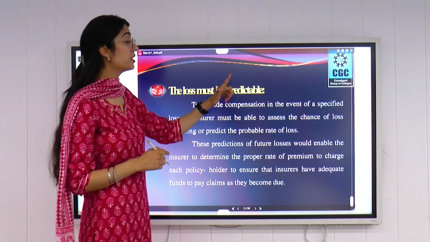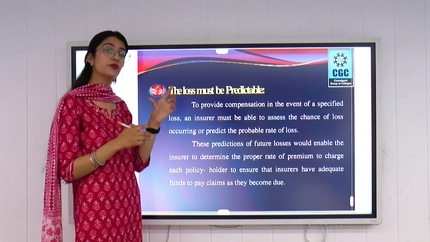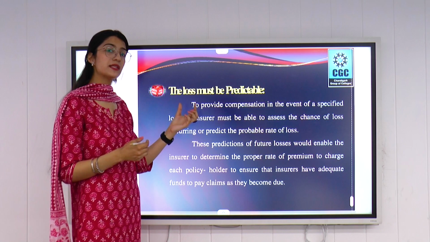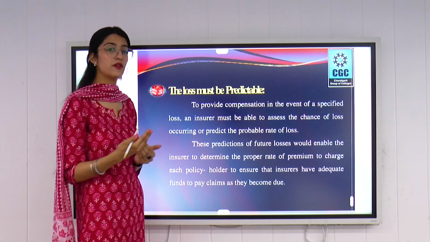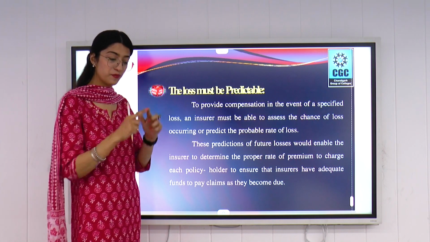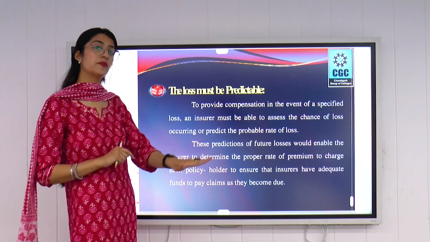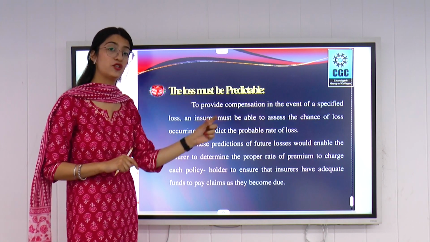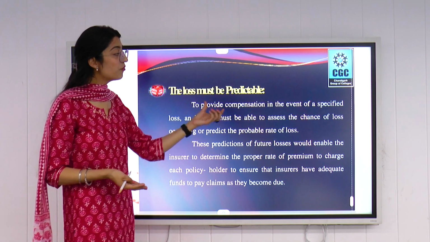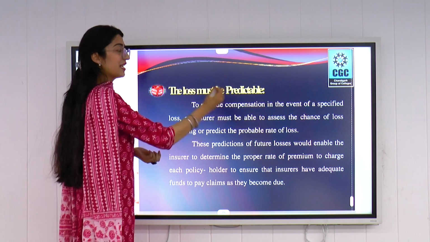The loss must be predictable. I have already discussed that earlier also. Even if we are talking about uncertainty, risk is something where we are talking about the possibility of certain events. They may happen, and the insurance company is providing protection against that. So it must be predictable: if we are doing this, how much possibility is there that a loss or profit could happen? We talk about the loss only. So I must know the rate of that possibility. There must be a probability associated with it.